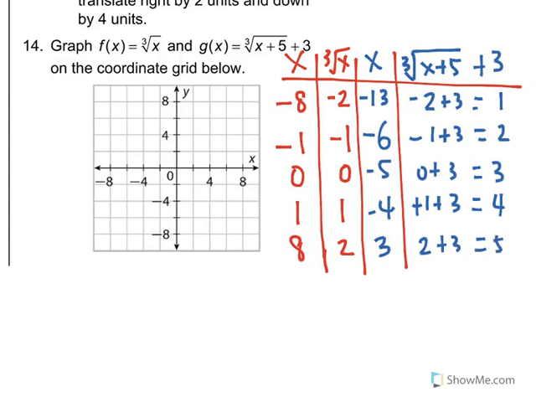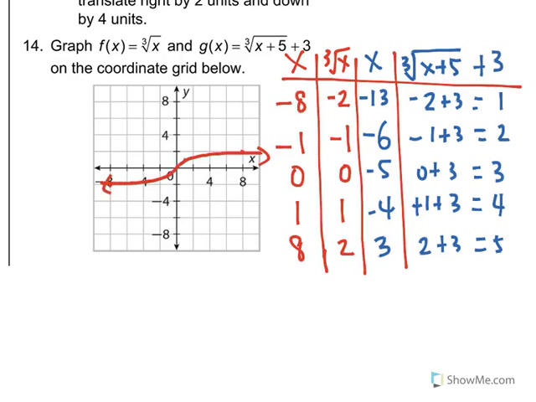So let's go ahead and graph the original first. So the original is going to have -8, -2, -1, -1, which is right there, and then 0, 0, 1, 1, and 8, 2. So this is the original cube root of x function. Next, we're going to graph the new one.